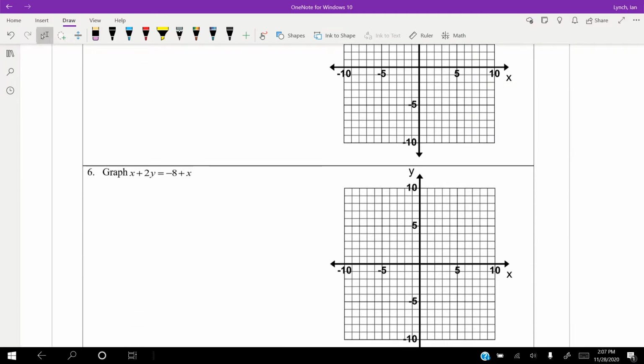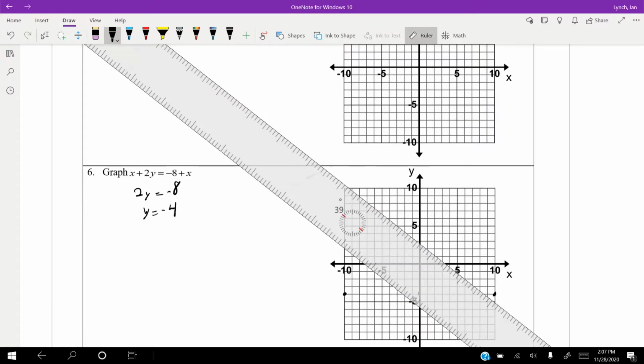Actually, let's do this one right here. Subtract x from both sides. 2y equals negative 8. Y equals negative 4. Ooh, this is a fun one. So guys, no matter what x is, y equals negative 4. Negative 4, negative... oops, that's positive 4. Don't make that mistake. Negative 4. We just have a horizontal line.